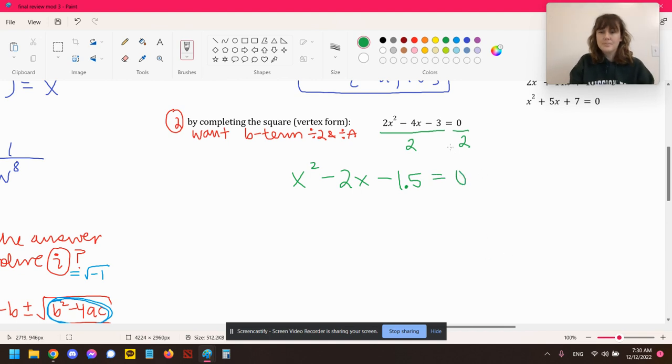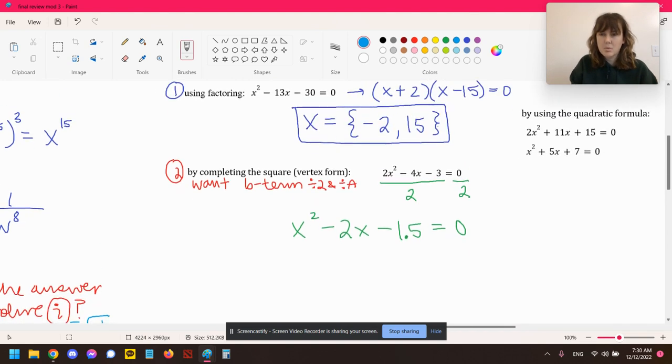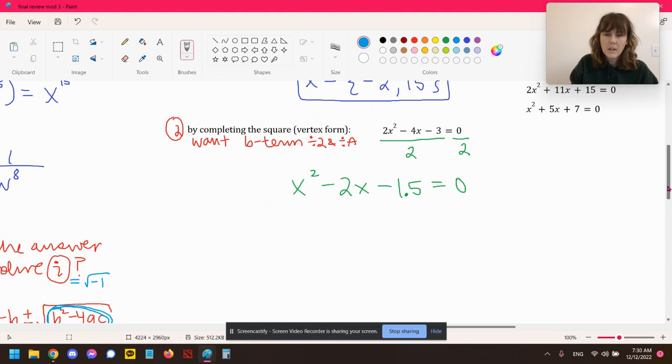All right, new problem, right? Oh, we could have done that up here too. But it still wouldn't have factored nicely because of this decimal. That's it. Okay, now to complete the square, I divide this by 2. Negative 2 divided by 2 is negative 1.